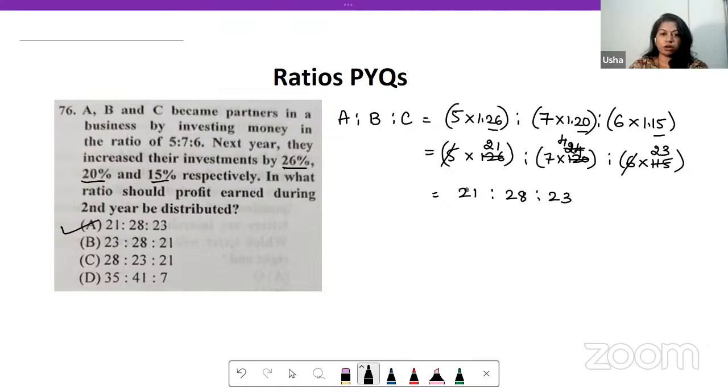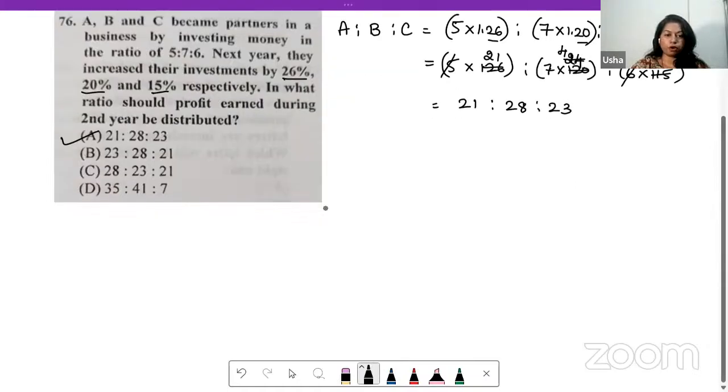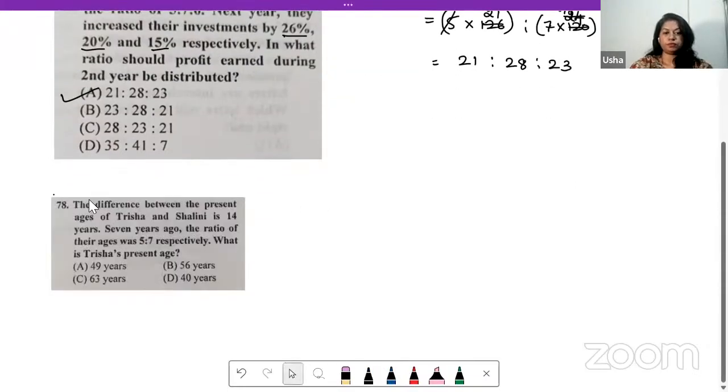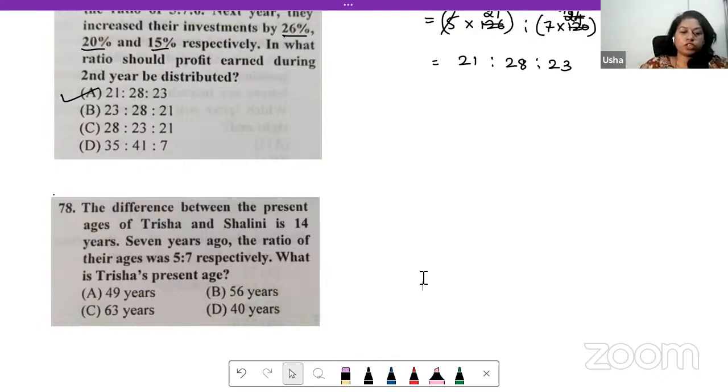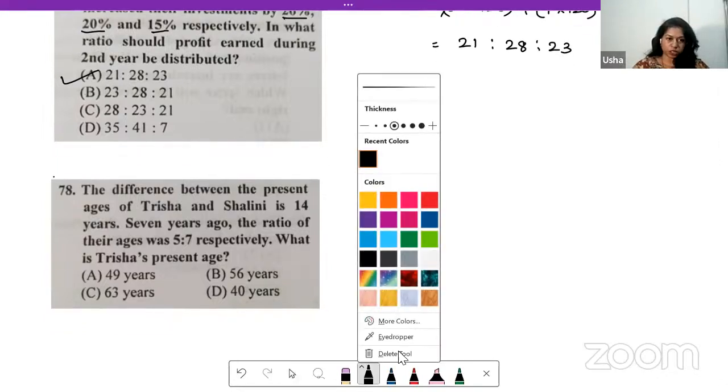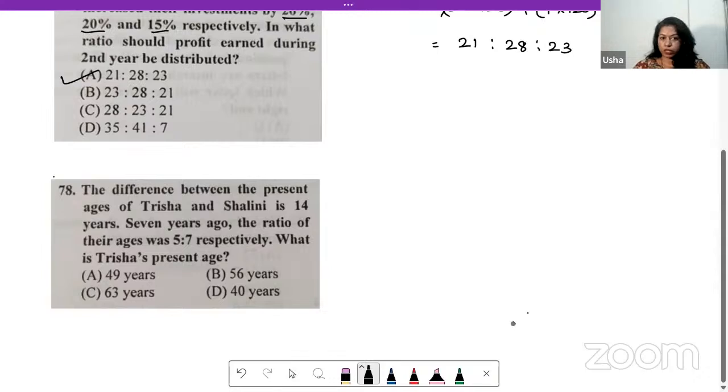Now we will solve our next problem, which is from ages, problems on ages. This is also asked in 2022. Yes, Nagamani has replied yes. Okay. Now, the difference between present ages of Trisha and Shalini is 14 years. 7 years ago, the ratio of their ages was 5:7 respectively. What is Trisha's present age? This is the question.